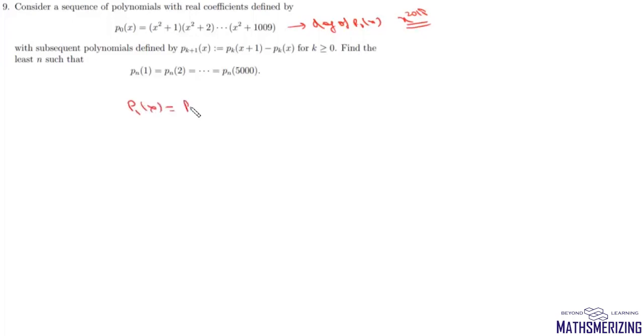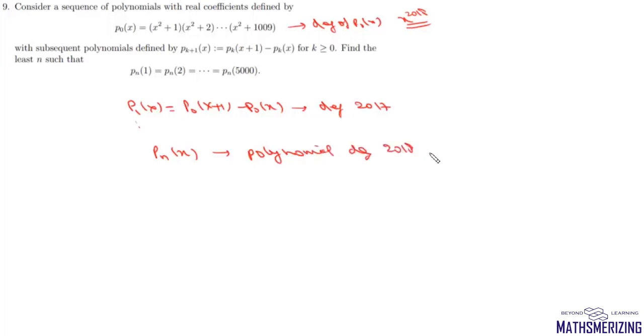Now if we consider, say, p1(x), p1(x) will be p0(x plus 1) minus p0(x). Now p0(x plus 1) minus p0(x) will be a polynomial of degree 1 less than the degree of p0. So its degree will be 2017. In the same way we can say this pn(x) will be a polynomial whose degree is 2018 minus n.